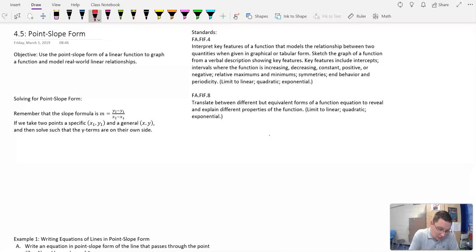This comes out to two standards for us. This is F.IF.4 and F.IF.8. Again, we've been dealing with F.IF.4 for a while. F.IF.8 is being able to translate between different but equivalent forms of a function to reveal and explain different properties of that function. And again, we're going to be talking in linear functions at this point.